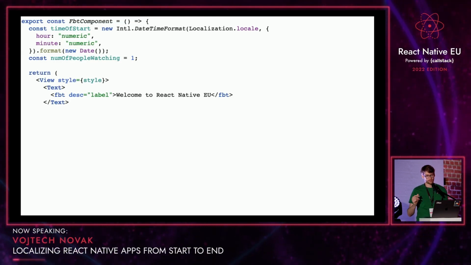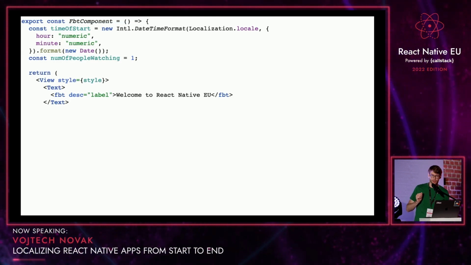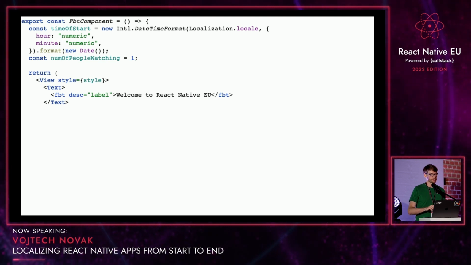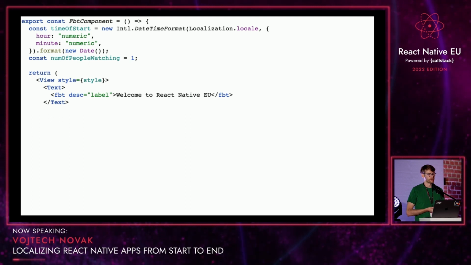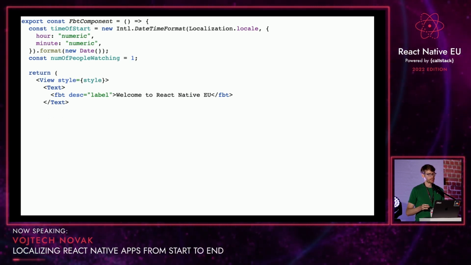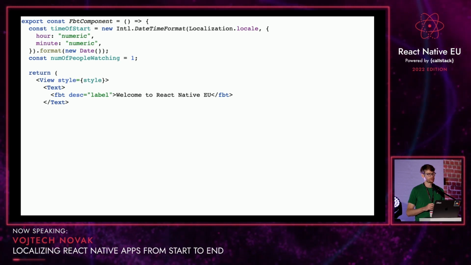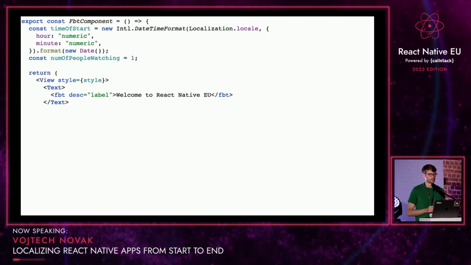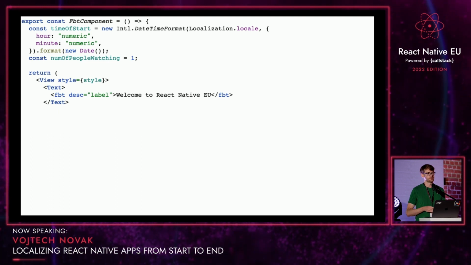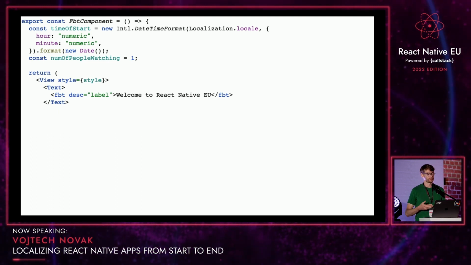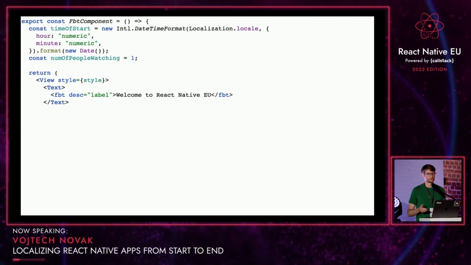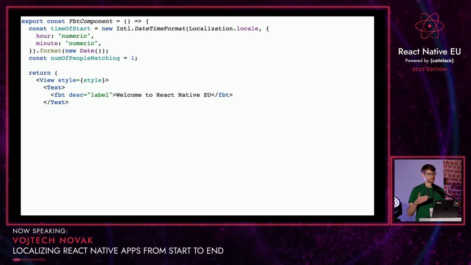And so, looking at the code, the important part is the text label. I mean, the Welcome to React Native EU label. And you see that the way FBT works is that it just wraps the text inside of the FBT component, and you pass the description prop, which is mandatory actually. And the description is there for the translator to give them more context about what this string is, and it helps the translator translate it properly.